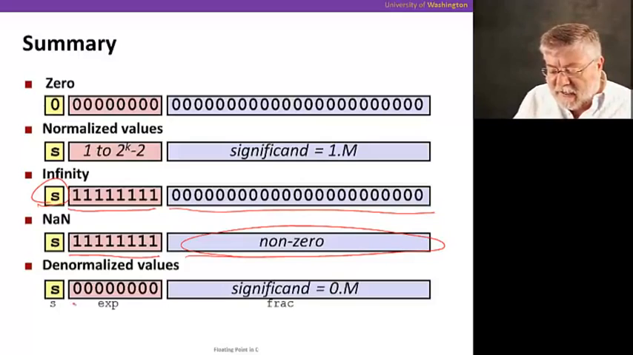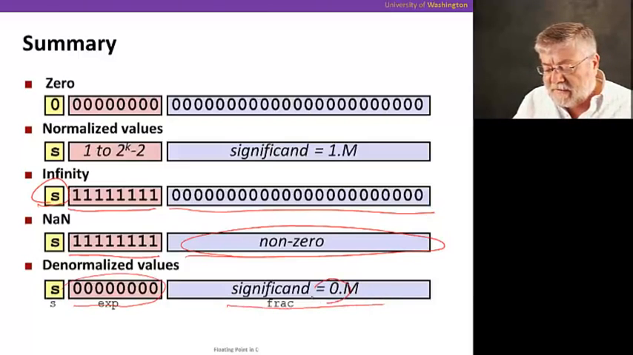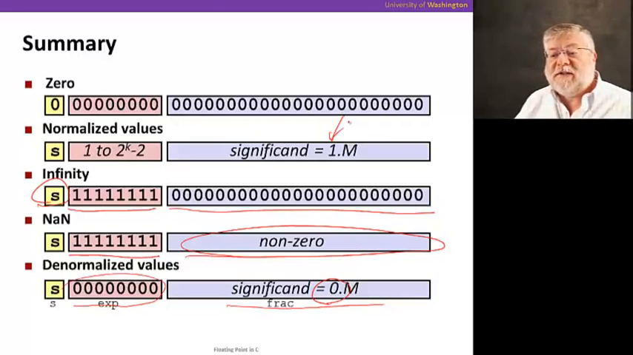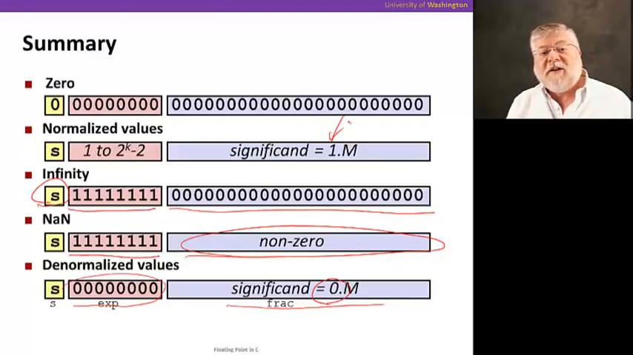And finally, we have denormalized values where the exponent is zero, but we treat the significand a little differently, and you'll notice that in this case we'll put a zero in front of it rather than our typical 1 for normalized values. And this is used to more densely represent the values near zero. Okay, we're not going to talk about denormalized values here, but they are treated in more detail in the recommended text by Bryant and O'Hallaron, if you want to learn more about that.